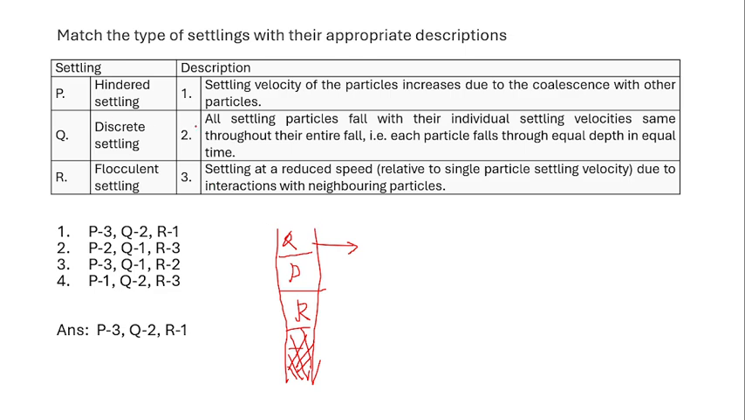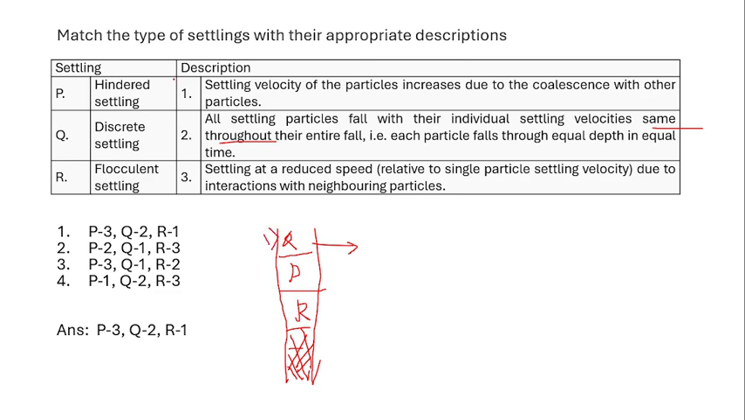So in the Q, discrete settling, what happens? All the particles will fall with individual settling velocity. They are mostly the same throughout the entire flow. So here, each particle falls through equal depth in equal time. So this is the first step of settling.